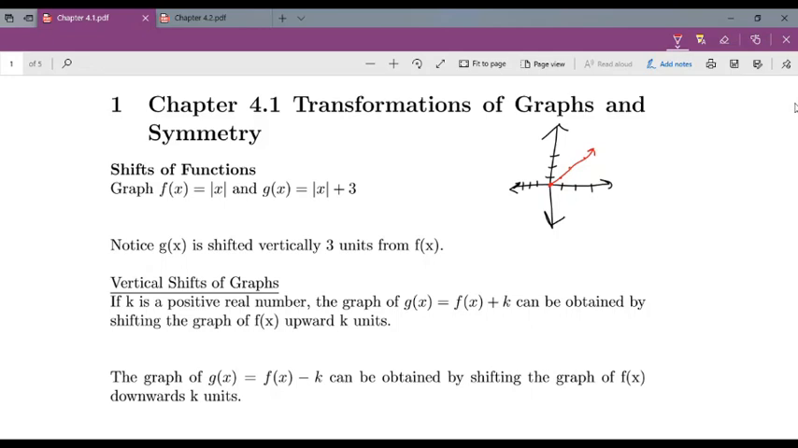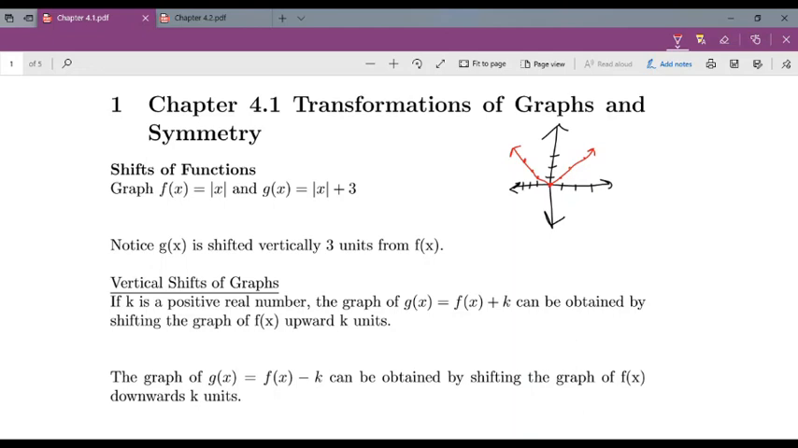Alright, now if I plug -1 into the absolute value, I get a +1. If I plug -2 into an absolute value, I get a +2. If I plug -3 into an absolute value, I get a +3. So your absolute value function essentially just looks like a V.